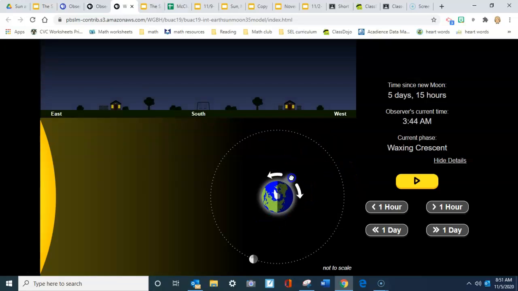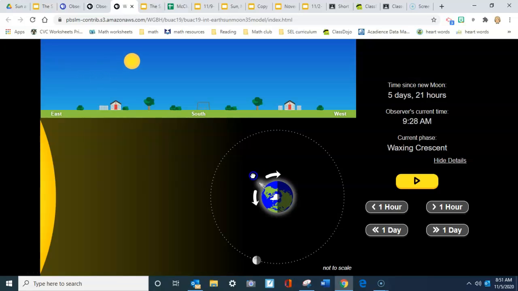As that moon revolves around the Earth, it is always half lit by the sun. Here is half of it. That half is facing the sun. The other half does not get any sunlight because it's not ever facing the sun, so it's dark over here. And so what I see from my position on the Earth is only the part of the moon that is lit by the sun.